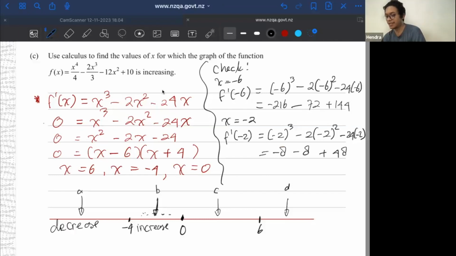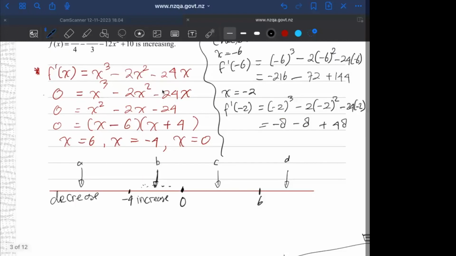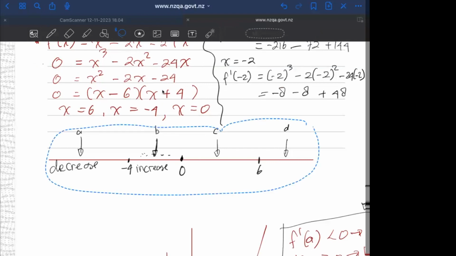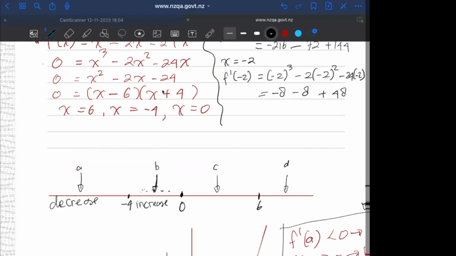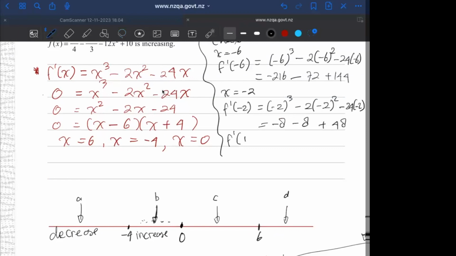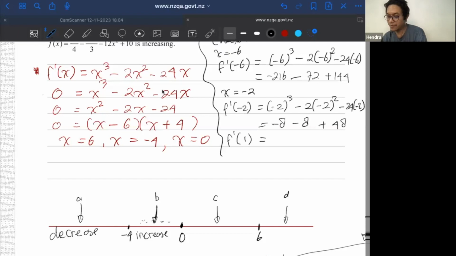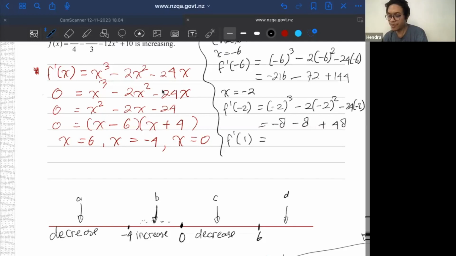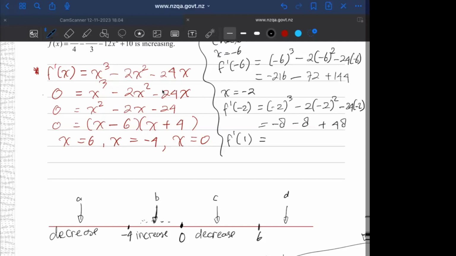How about 1? Okay, what do you get if you put 1? It's 1, then it's 2, so then it becomes minus 1, negative. So this will be decreasing again, right? Yeah. -24 times -2 plus 1. How about let's just use 7 for D.